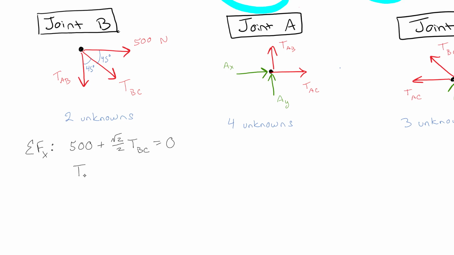Which means that TBC, now they're both positive, right? Because if I break this out, I don't want to mess up my picture, but the x direction is in the positive x direction. It'll be in the negative for the y, but they're both positive here. So that means that TBC ends up being negative 707, which means it's in compression, because remember we said that everything that we draw, when it turns out to be negative, is in compression.